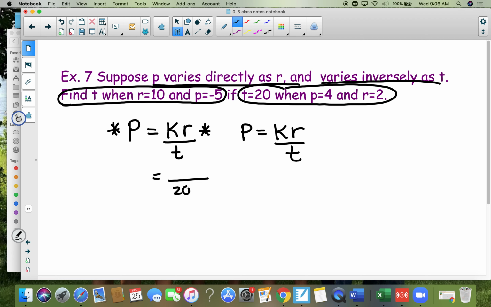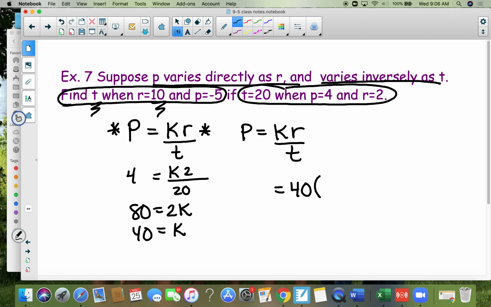So T is 20, P is 4 and R is 2. Multiply both sides by 20, you get 80 equals 2K, so K equals 40 by dividing by 2. Find T, so we're going to find T if R is 10, well, we know that K is 40 from the first. We know that R is 10. We're trying to find T, and we know that P is a negative 5.